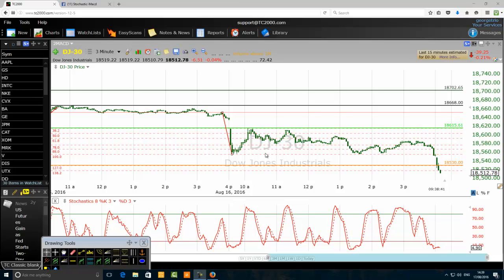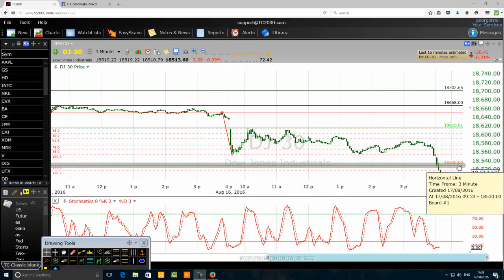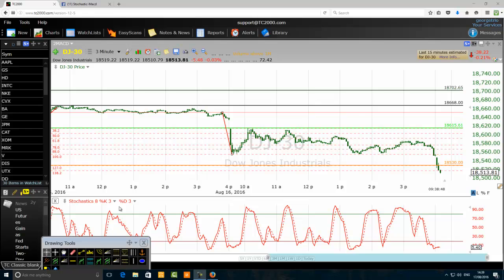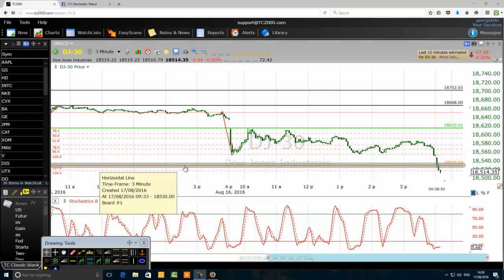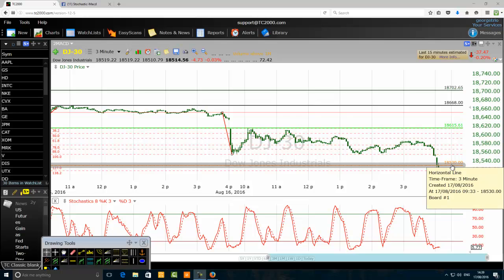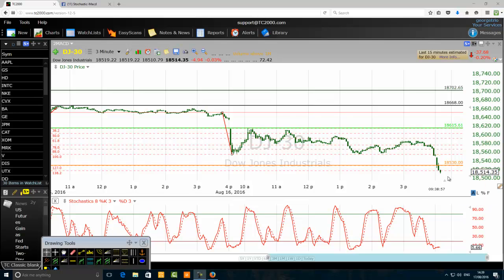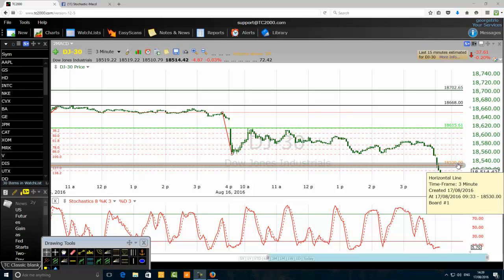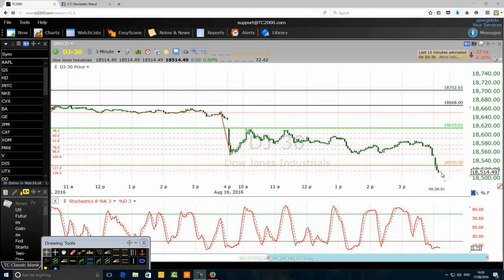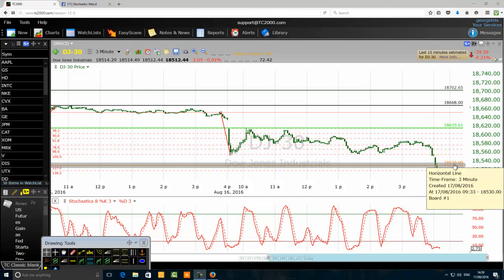I want to buy the Dow Jones index at 18530. That's the orange line here. This is a limit order, so this is not a market order. This is a limit order at 18530. That limit order will be filled if the price starts changing direction where it is now and starts going up and reaches the level of 18530.